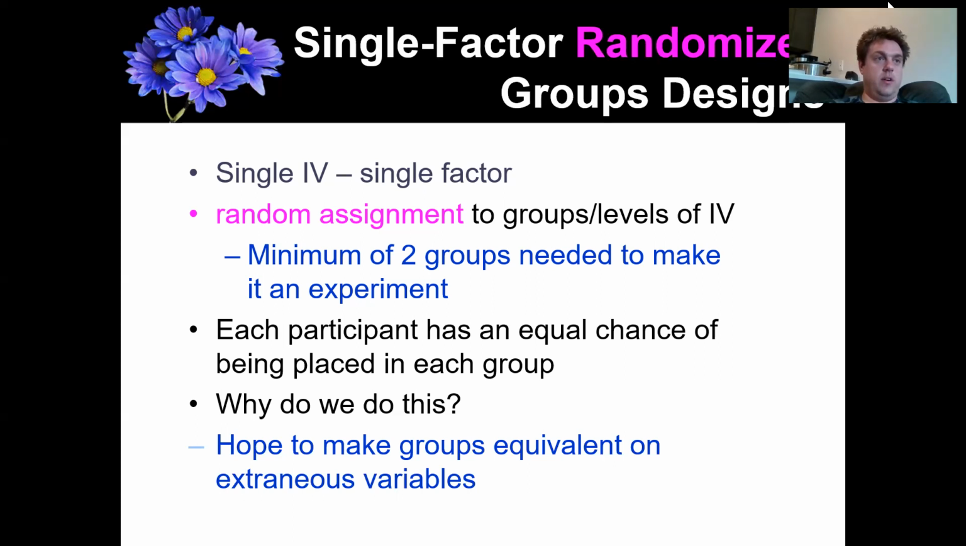So let's say I wanted to look at, again, a memory technique or a memory strategy. Well, if I randomly assign people, there is the extraneous variable of some people trying harder, some people paying more attention, some people caring more, whatever it might be. But that should be about equal across conditions because we're going to randomly assign people.